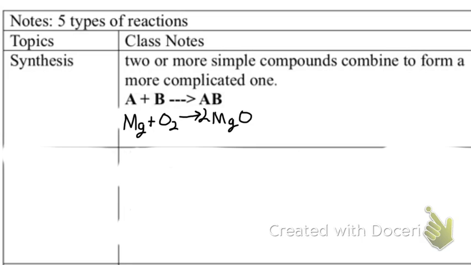Now you'll notice that because Mg has a 2 plus charge and oxygen has a 2 minus charge, they bond together very nicely here. 2 plus is cancelled out by the 2 minus, so there's no need for subscripts. It's just MgO.